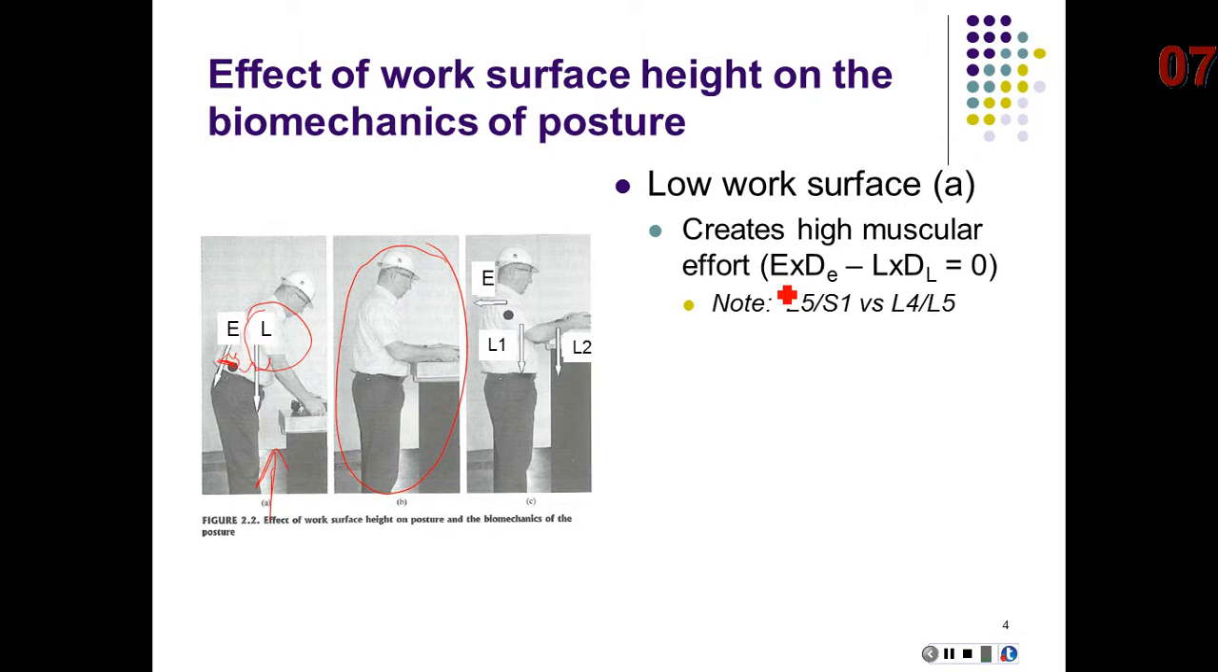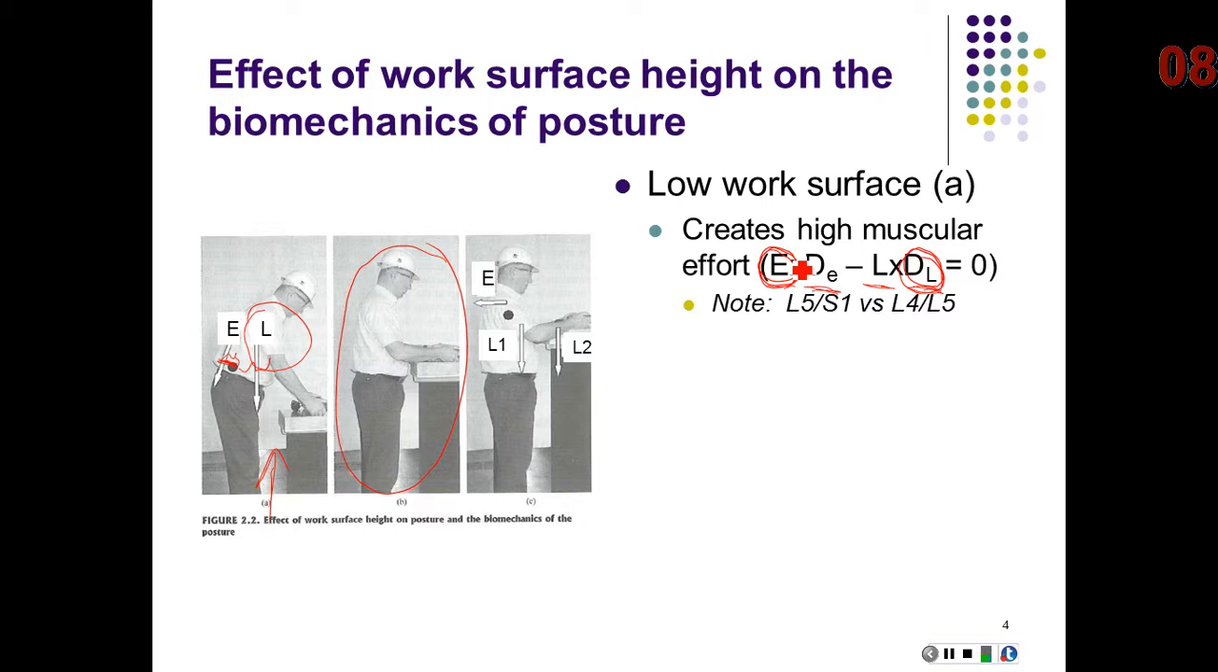So our simplified moment equation is our muscular effort times the distance from the effort to our low back, minus the load, in this case our body weight above our lower back times its distance from our low back. Those are equal to 0. And we can see that as we increase dL, we bend further and further over, E has to get larger and larger. So our muscles have to work harder and harder. And so working over a low surface, bending over, does create high muscular effort.